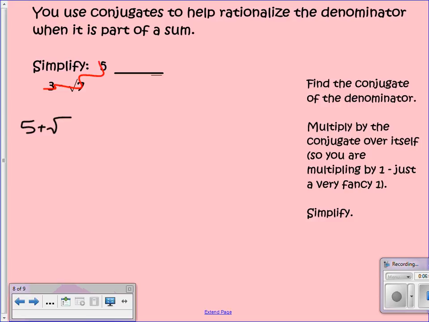If this is 5 plus the square root of 3 over 3 minus the square root of 7. Now notice I have a radical in the denominator. Don't worry about the numerator. It's fine. It's the radical in the denominator that's the issue, and it's a subtraction problem. The only way to get rid of a radical in the denominator that's part of a subtraction problem is to multiply by its conjugate, the addition problem. So I'm going to take this subtraction problem times that addition problem, and I get 9 minus 7.